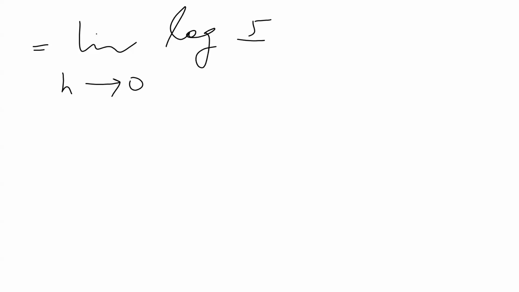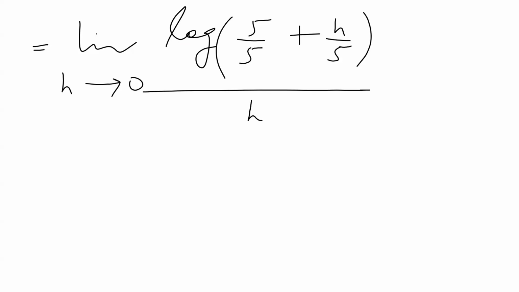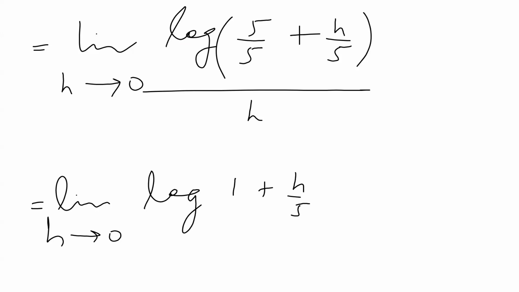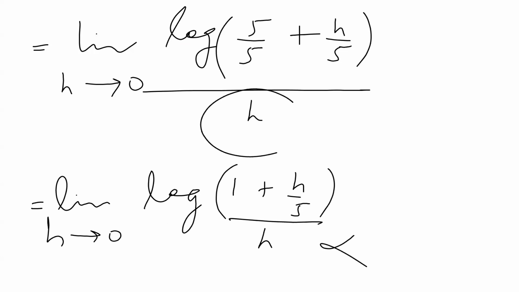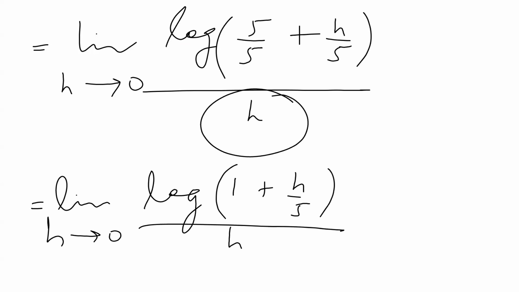Log of phi plus h upon phi, upon h. Log 1 plus h upon phi, upon h. Guys, if you write it like this by mistake, this is wrong. This h is for the entire denominator, so don't write anything there. Now our format is log 1 plus x upon x, provided x is approaching 0. The same value should be down.